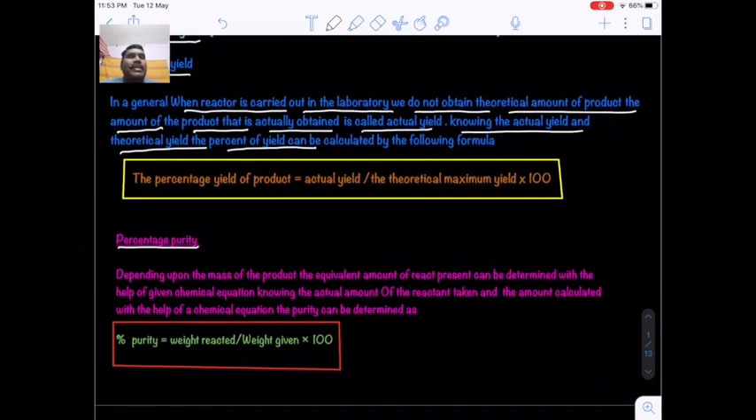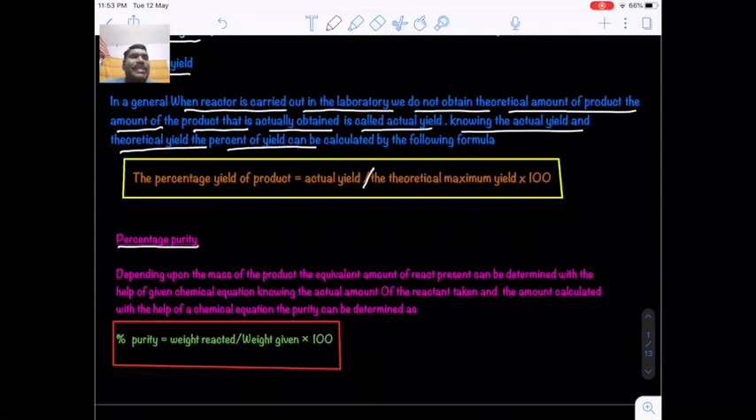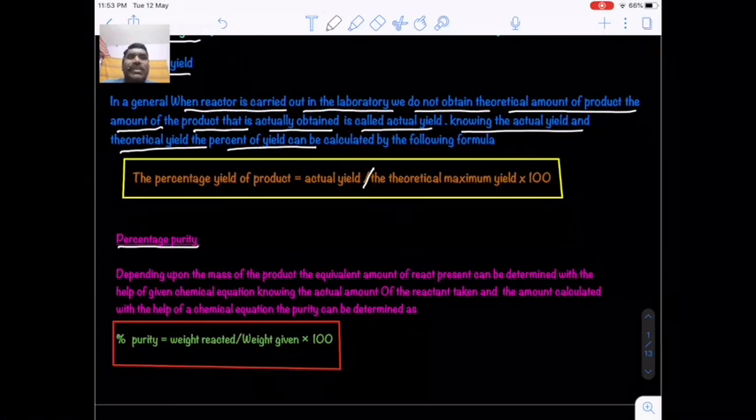How? Here the actual yield will be the numerator, divided by the theoretical maximum amount of the yield, multiplied by 100. Now the actual yield will always be less than the theoretical maximum yield. In the ideal case, actual yield is equal to theoretical yield, so that we get 100% yield of the reaction, but it is not always true. It is only for the ideal case.